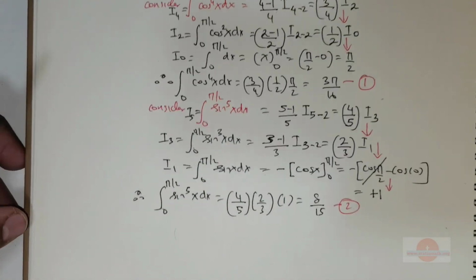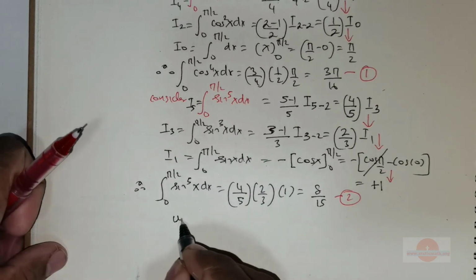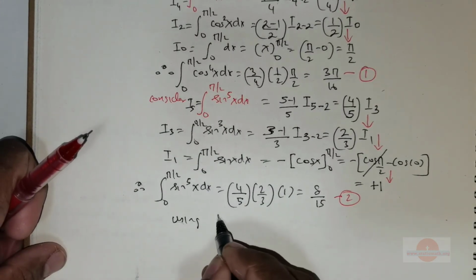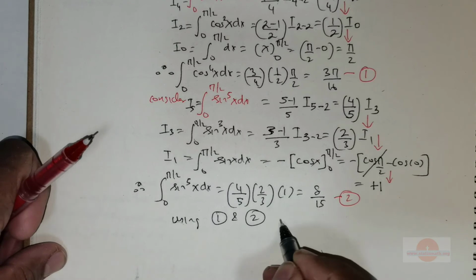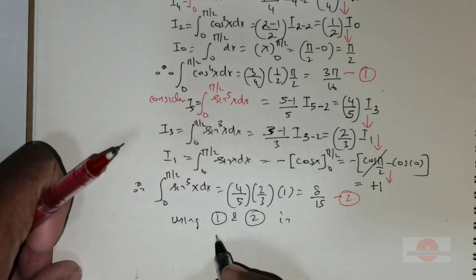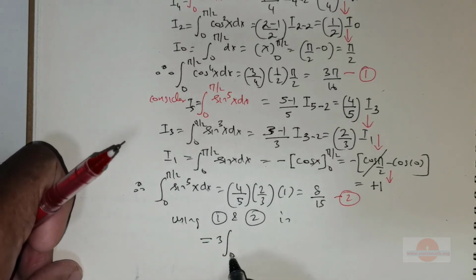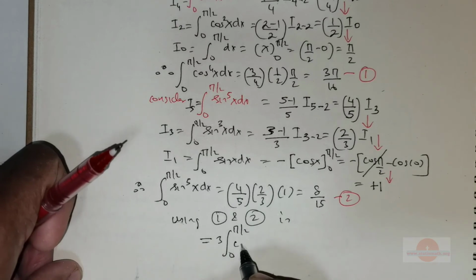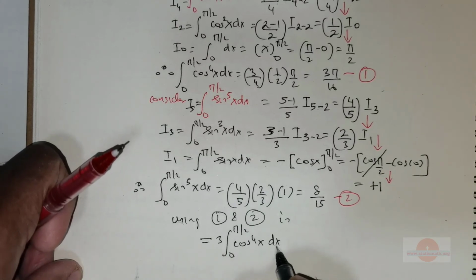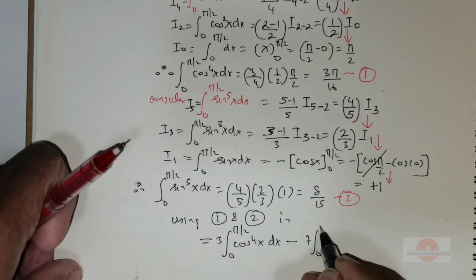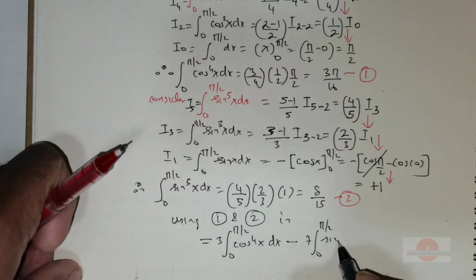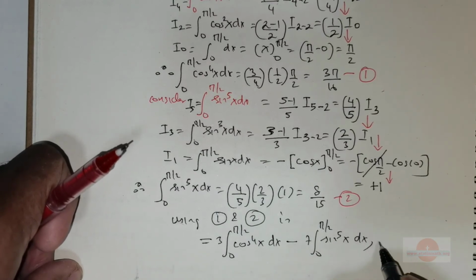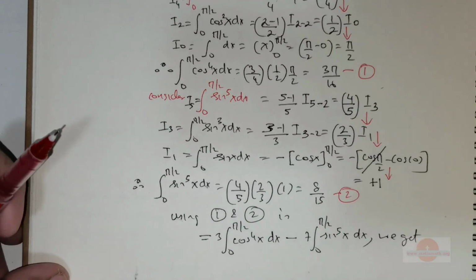Now what you got to do? You got to use 1 and 2 in 3 times the integral from 0 to pi over 2 of cos^(4x) dx minus 7 times the integral from 0 to pi over 2 of sin^(5x) dx. So what do we get?